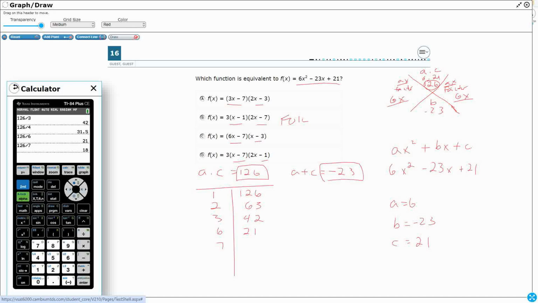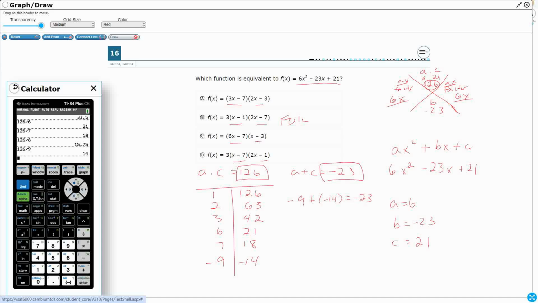All right, 7 and 18 gets me to negative 25, getting closer. I don't know about 8. No. Let's try 126 divided by 9. Okay, 9 and 14. All right, that works. Look, if I multiply 9 and 14, that gets me to 126. So negative 9 times negative 14 gets me to positive 126. But negative 9 plus negative 14 gets me to negative 23.